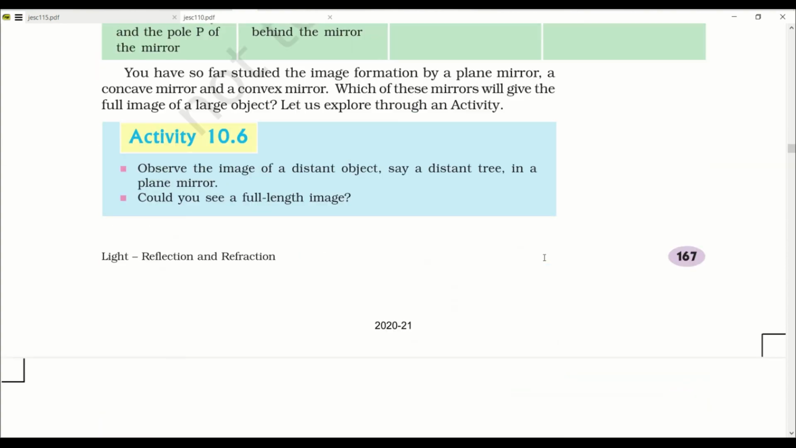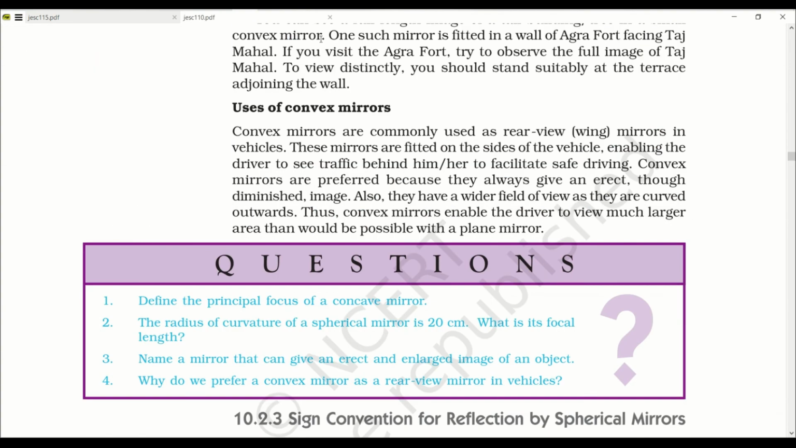And in convex mirror, where are convex mirrors used? Convex mirrors are commonly used as rear view mirror in vehicles. The mirrors that you have embedded in your vehicle are convex mirrors. You can see a large truck also of the small size in your mirror. The whole truck is seen in that very small mirror, and the whole truck is in a straight situation, that is in erect situation, but it is a virtual image.